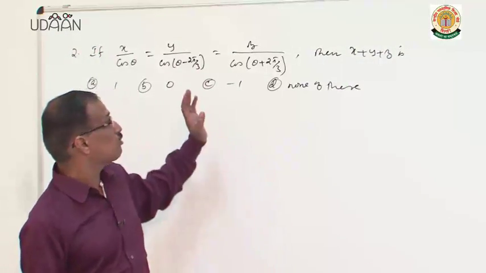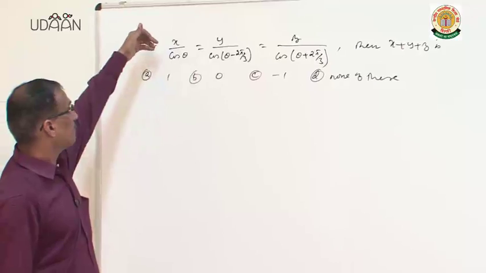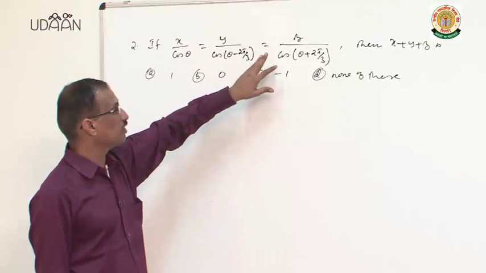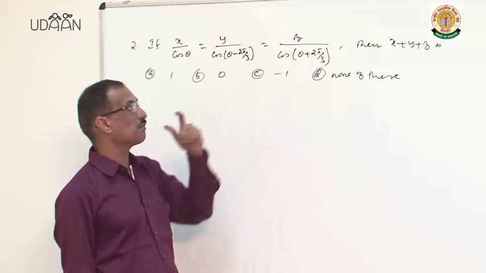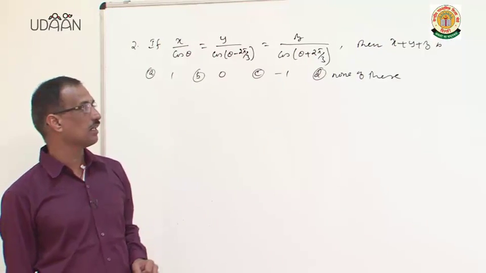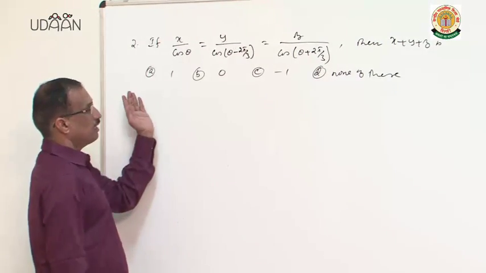Now, what does question 2 say? If x by cos theta equals y by cos of theta minus 2 pi by 3 equals z by cos of theta plus 2 pi by 3, then what is the value of x plus y plus z? The options are these.